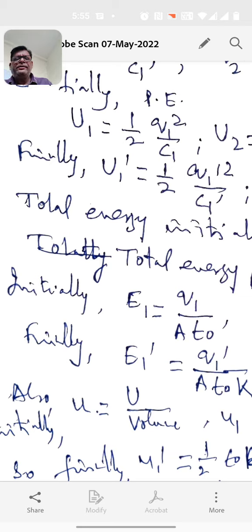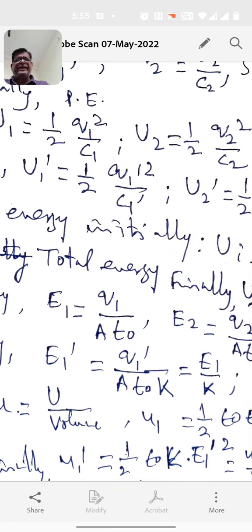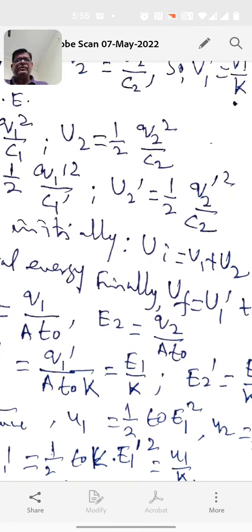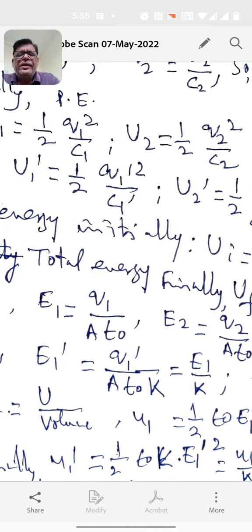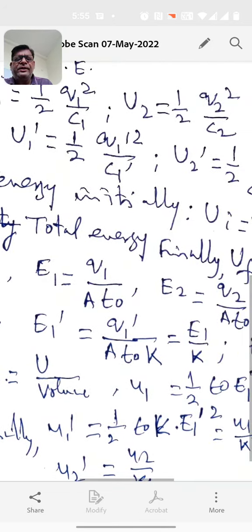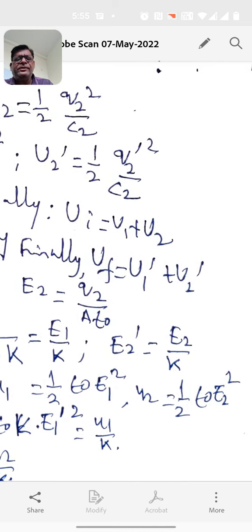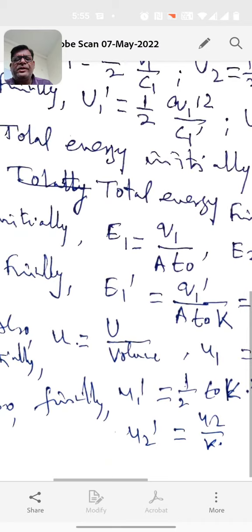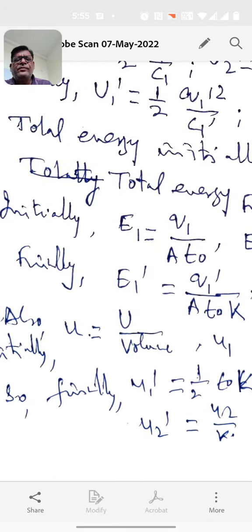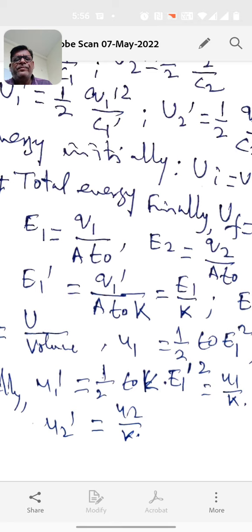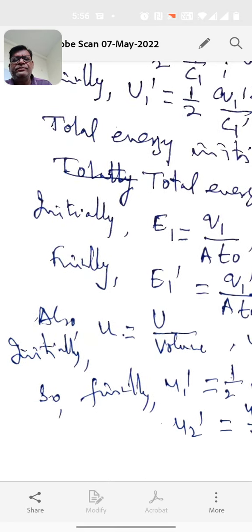Likewise for electric field, you can calculate initially E1 is equal to Q1 upon A epsilon naught and E2 is equal to Q2 upon A epsilon naught. A is the plate area and epsilon naught is the permittivity of free space. Initially there is air, and finally E1 dash is equal to Q1 dash upon A epsilon naught K, which is equal to E1 upon K, and E2 dash is E2 upon K. So you can calculate the electric field after the dielectric slab is fully inserted.